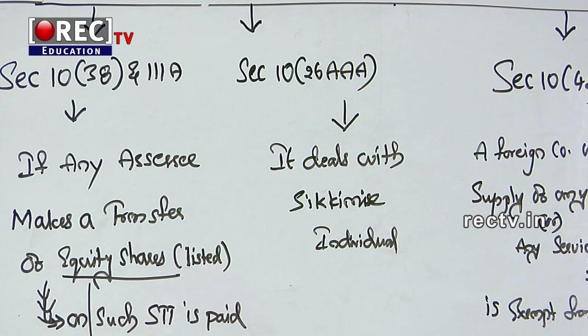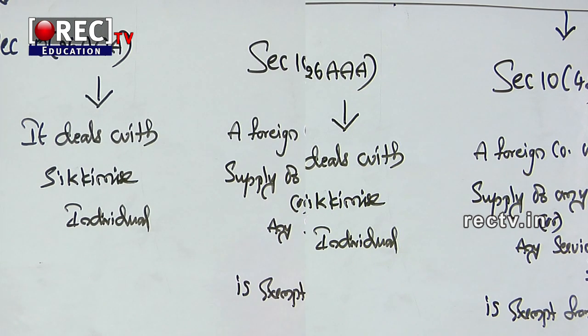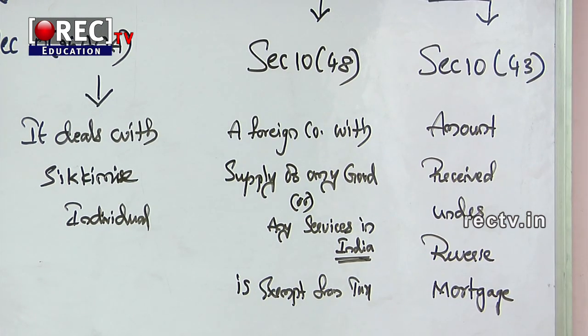Next, section 10 subsection 26A. In the case of a Sikkimese individual, the following two incomes are exempt from tax. That is, A. any income earned in the state of Sikkim, and B. even investment income earned from securities is also exempt from tax under section 10 subsection 26A.